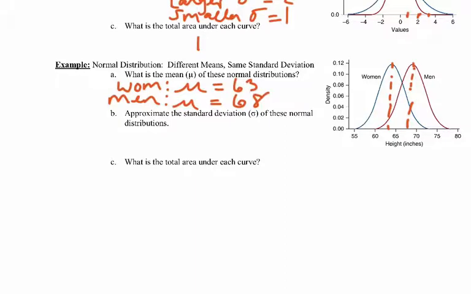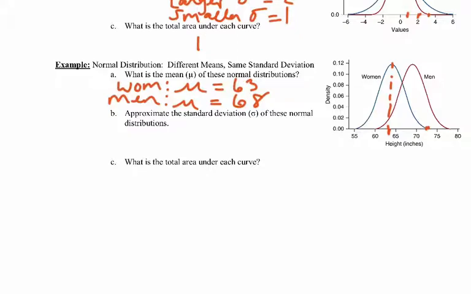Approximate the standard deviation for each of these normal distributions. So for the women, and I truly am just estimating this, I would say if their mean is right in the middle at 63, and their distribution goes out. Remember, 3 standard deviations pretty much covers the entire data when you have a symmetric distribution.